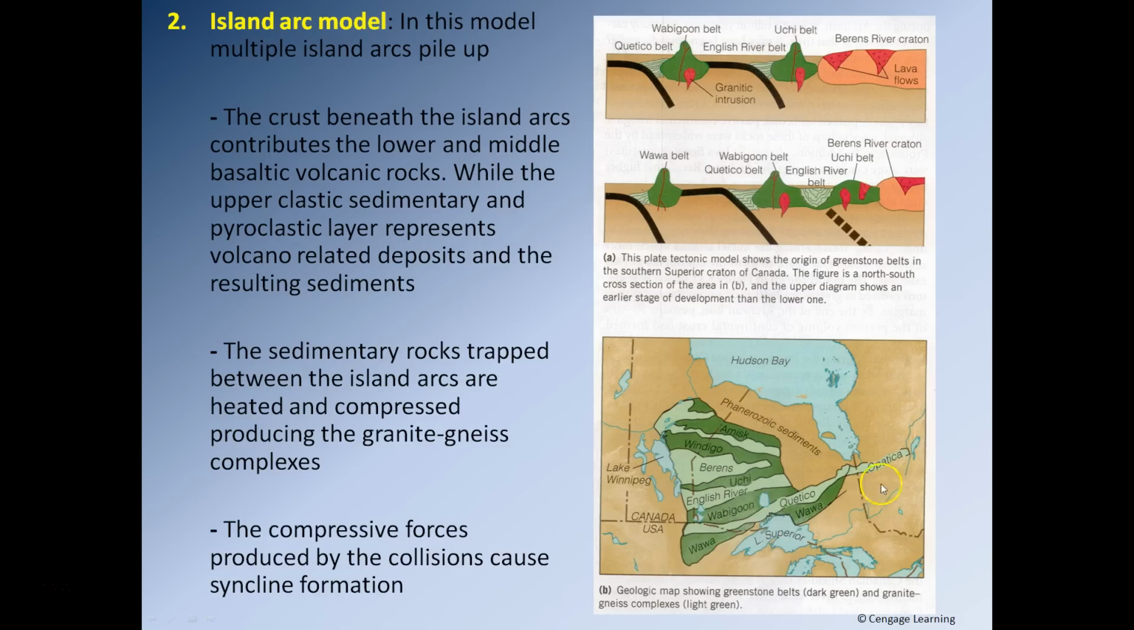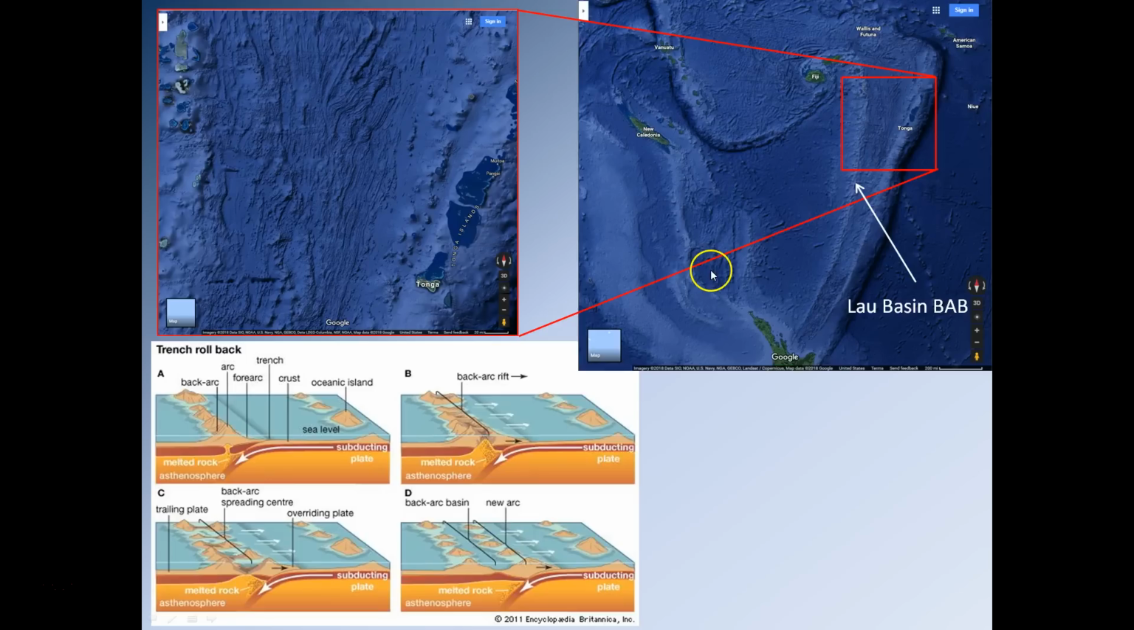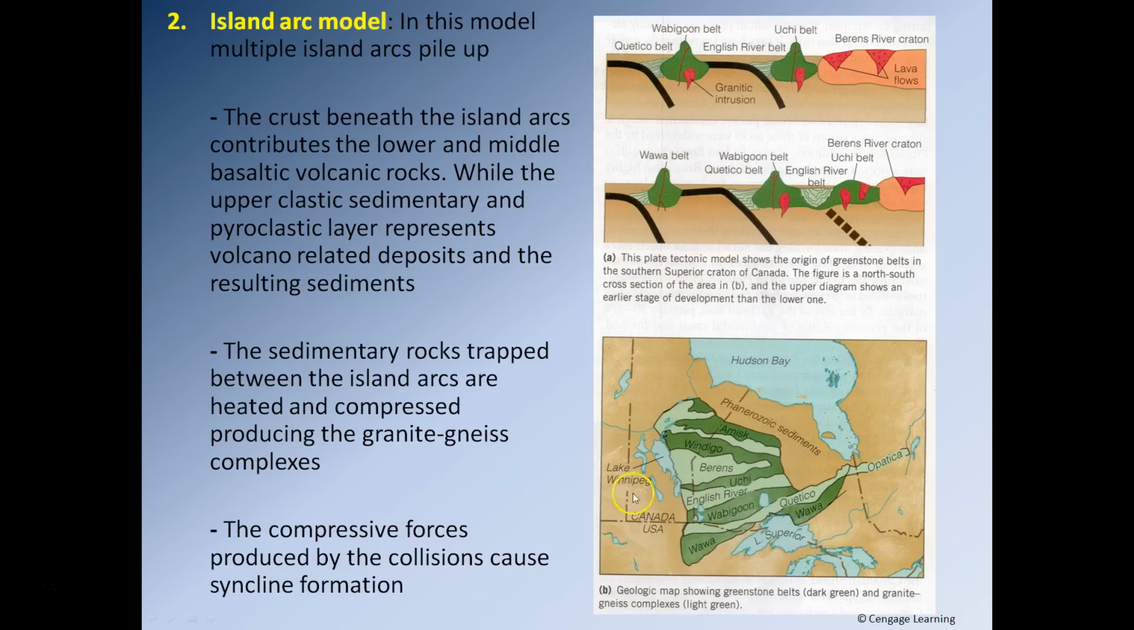Okay, it helps explain the nice, repeating pattern. So greenstone belt, granite gneiss complex, greenstone belt, granite gneiss complex, etc. And so this model explains, as I say, the Canadian options. However, it doesn't really apply to that many other areas. So on the whole, the back arc basin model is probably the better one, but in terms of the Canadian greenstone belts, the island arc model may well be the superior choice.